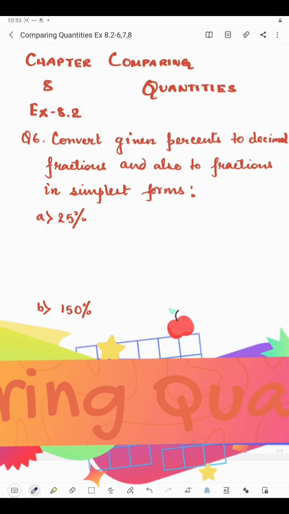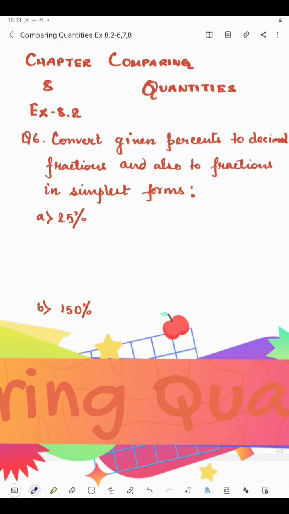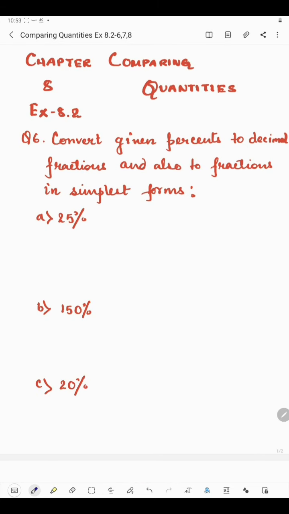Students, now I'm going to start question number 6 of exercise 8.2. Question number 6 says convert given percent to decimal fraction and also to fraction in simplest form. So that means at first we will have to write the percent into decimal fraction, and then we will have to convert it into simplest form. Now in the first part we have 25%. So we will have to make it as decimal fraction.